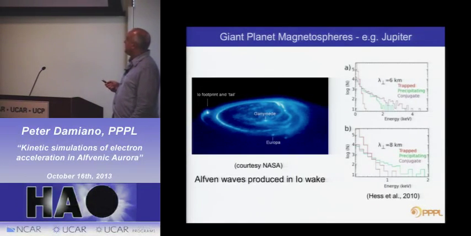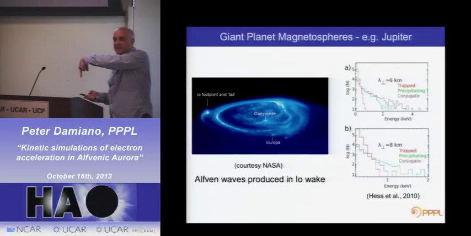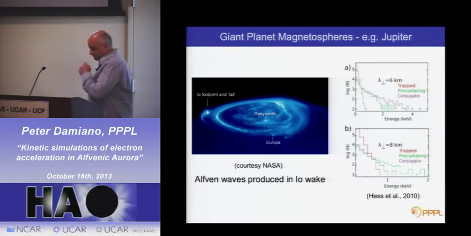One possibility is, for example, the giant planet magnetospheres. With Io, for example, this is a shot from the HST, but you see this trailing outer auroral signature here, and this is associated with the wake of Io as it moves through the plasma torus. As it moves through this torus, it's generating Alfvén waves that are firing down the field line. These are simulations done by Hess et al. in 2010, which again illustrate the broadband signatures that are associated with dispersive Alfvén wave activity.